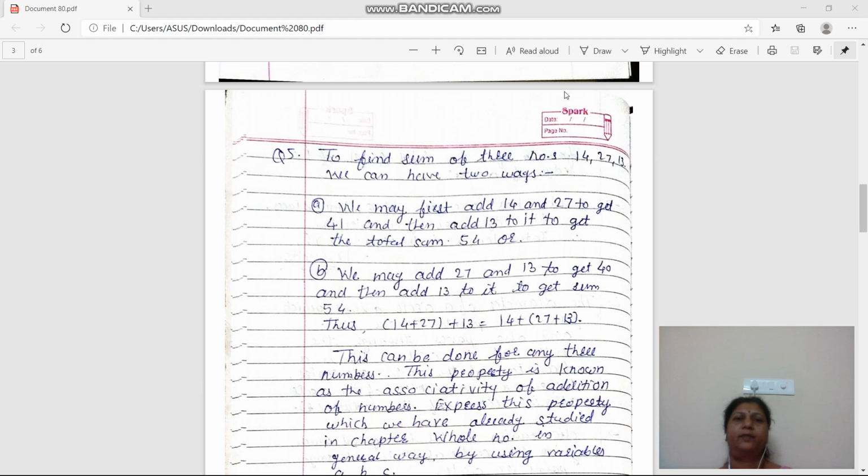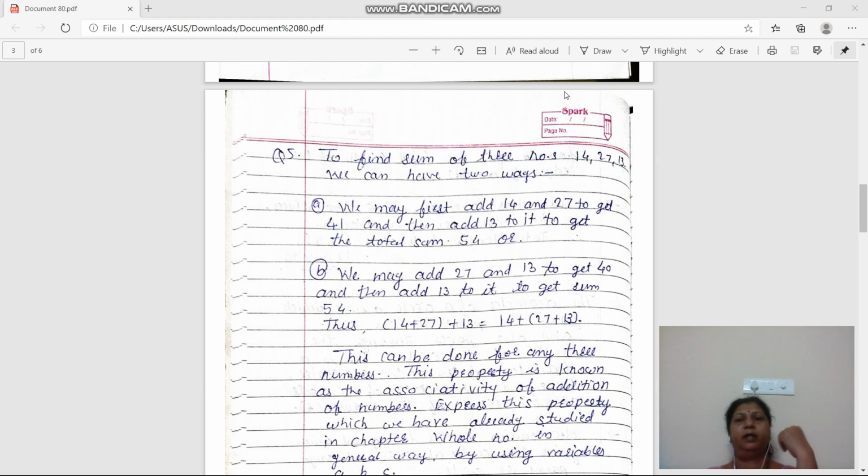So let's start. To find the sum of three numbers 14, 27, 13, we can have two ways. By two ways we can add 14, 27 and 13, right? First way, we will add 14 and 27 to get 41 and then add 13 to get 54.